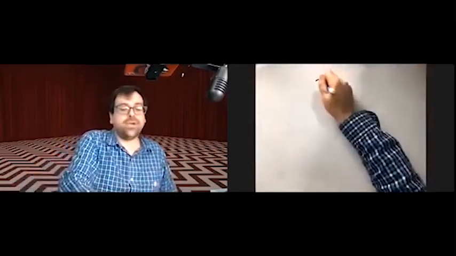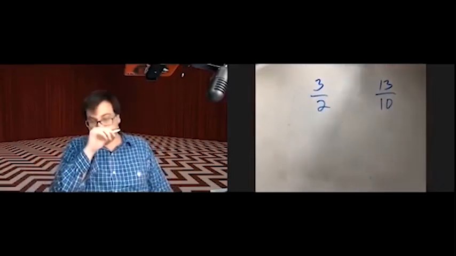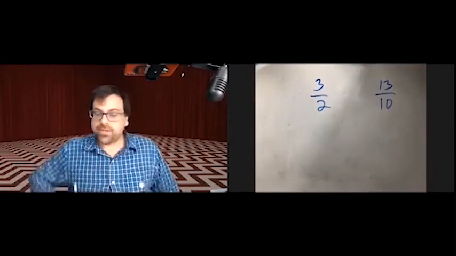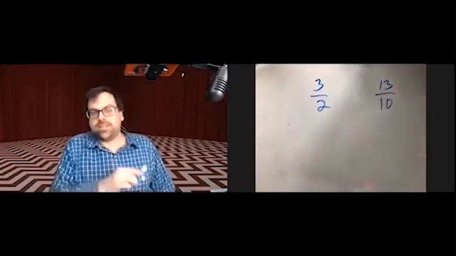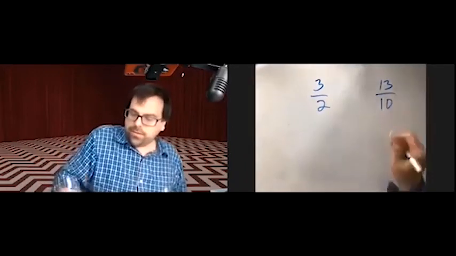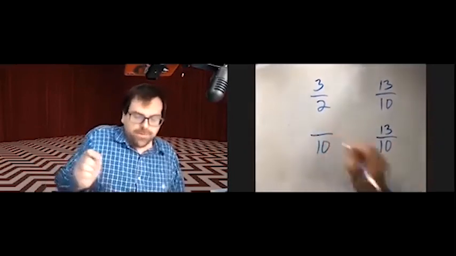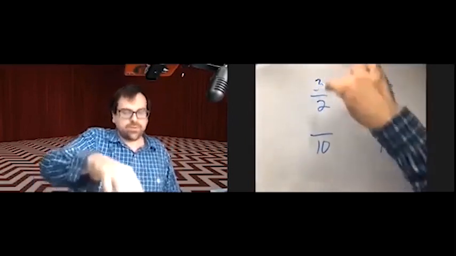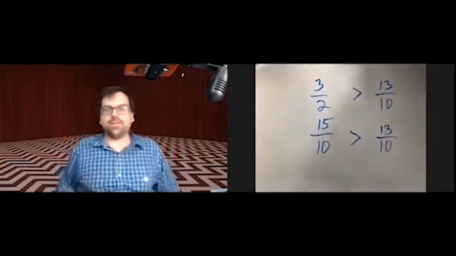So if we had 3/2 and 13/10, and we needed to decide less than, greater than, what's going on, it's not enough to look at the 3 and the 13 because we don't have a common denominator. We don't have the same number on the bottom. But we can make these tenths, and the second one wouldn't change. The first one, we have 2 times 5 gets us to 10. So 3 times 5 is 15, and we actually see it's greater than.